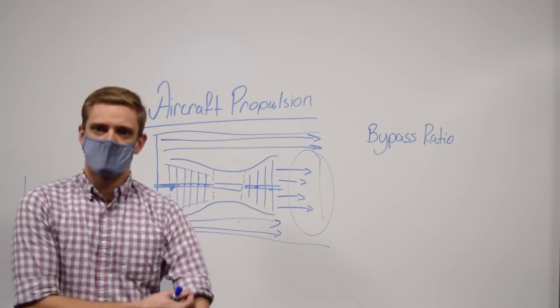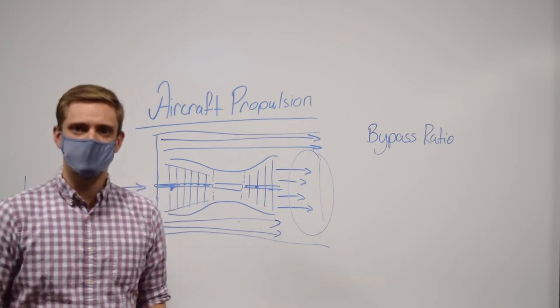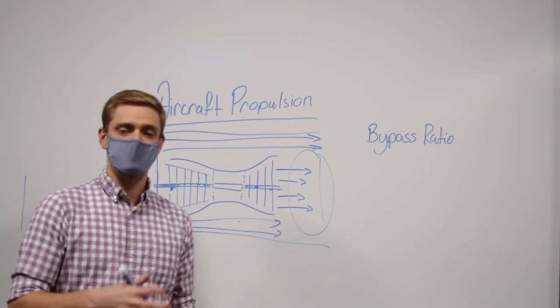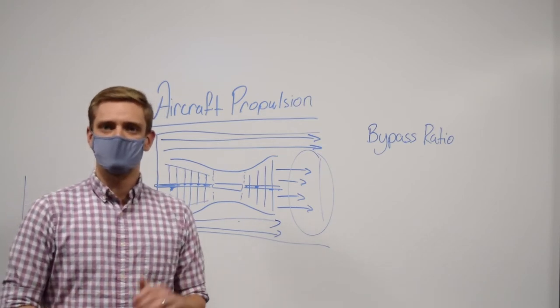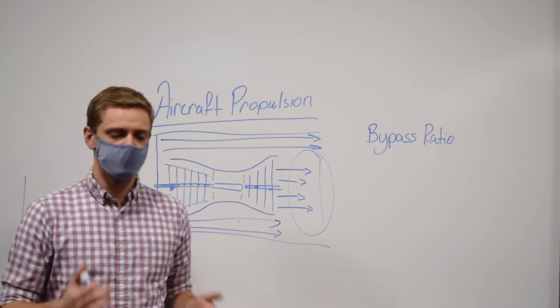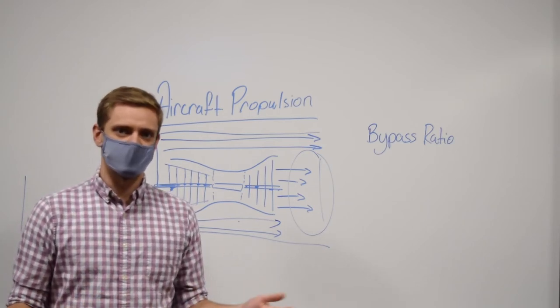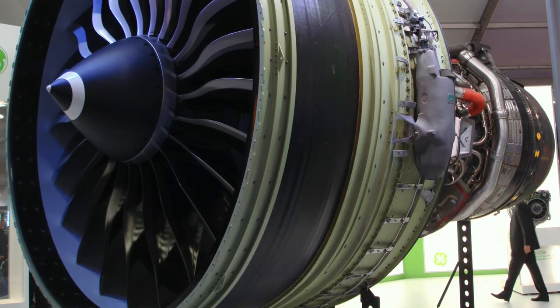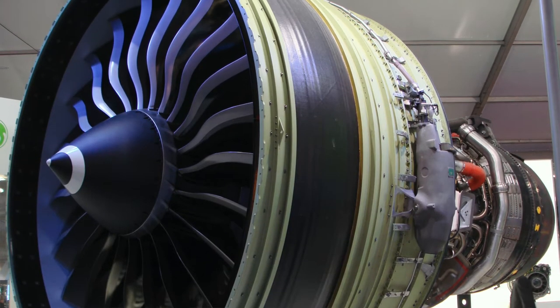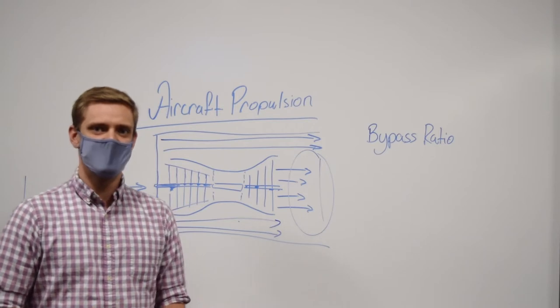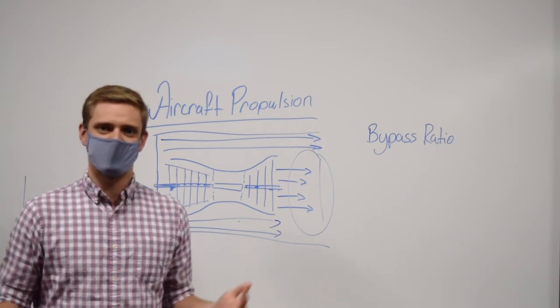And so through the 80s and 90s, people would achieve bypass ratios in the 30s to 40s. In the 2000s, we started getting up in the 60s and 70s, but the crowning jewel so far has been the GE90-115B high bypass jet engine that's on the 777-300ER that has a whopping bypass ratio in the 90s.